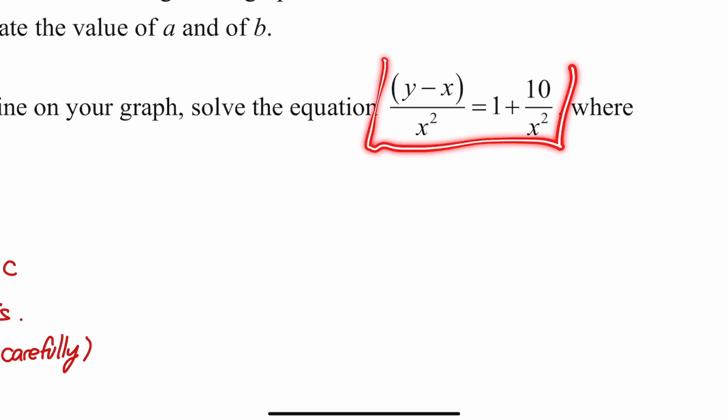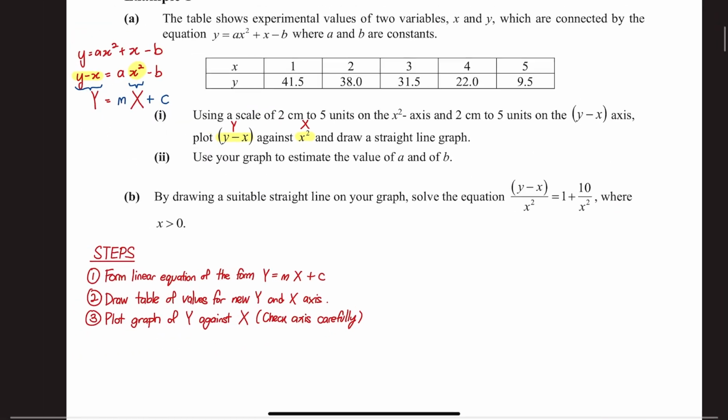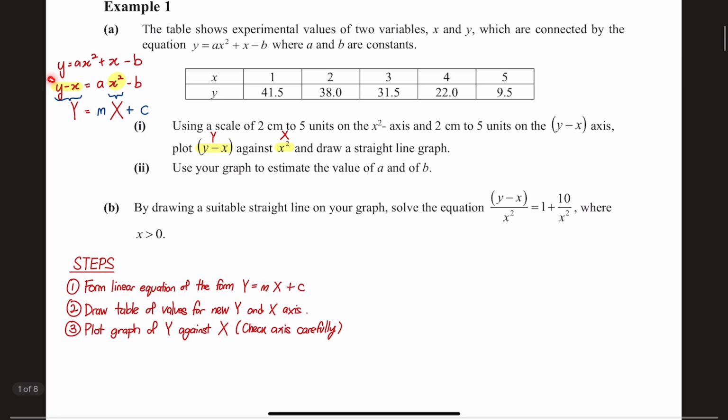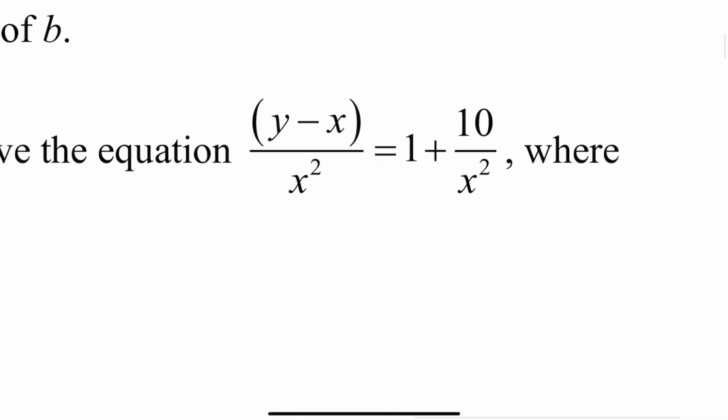What I want to do is to manipulate this equation such that I'll get something like this form over here, which is the graph that I've drawn. Because you have to use your graph. So if the question says use your graph, you must somehow manipulate this such that you can get your vertical intercept to be y minus x, your x-intercept to be x squared. So what I can do to this equation here is to multiply by x squared throughout this whole equation. I will get y minus x equals to x squared plus 10.